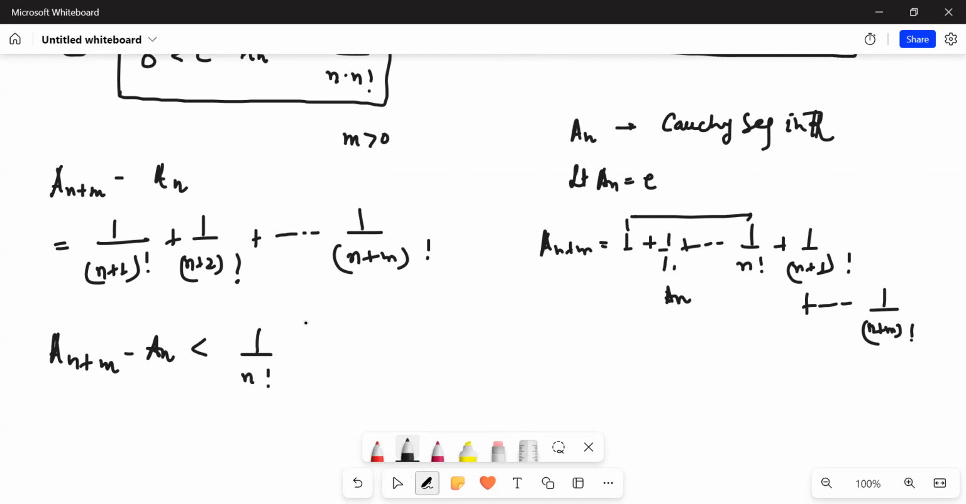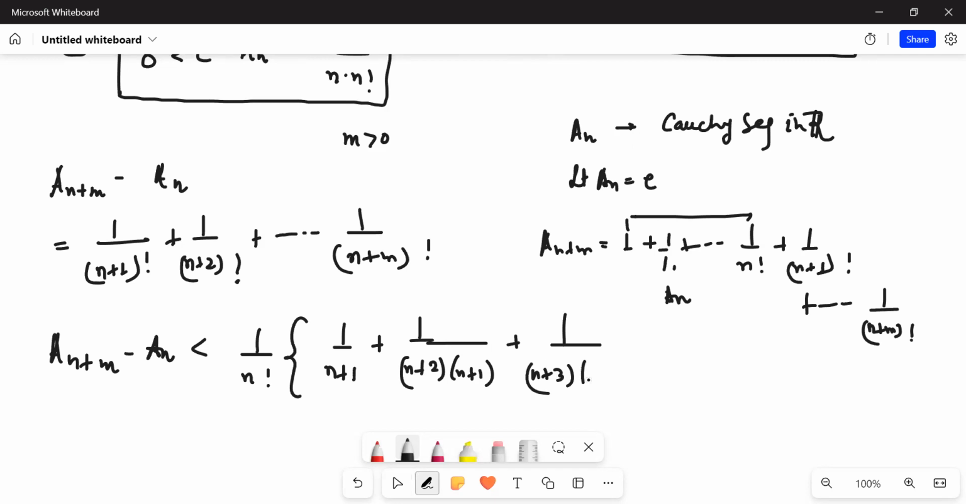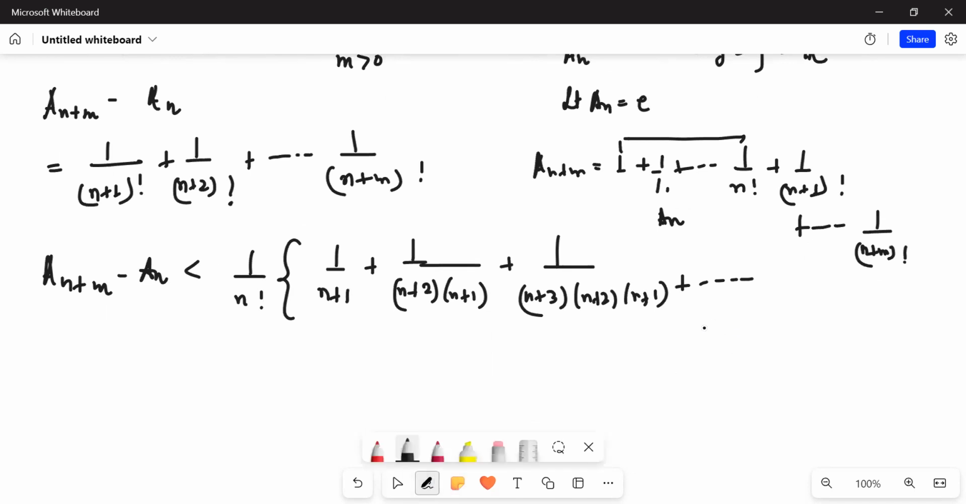if I take n factorial common, what I get is simply 1 upon (n+1) plus 1 upon (n+2)(n+1). If I think of n+3, I get (n+3)(n+2)(n+1), and so on and so forth. Here I will get 1 upon (n+m)(n+m-1) and so on up to (n+1).